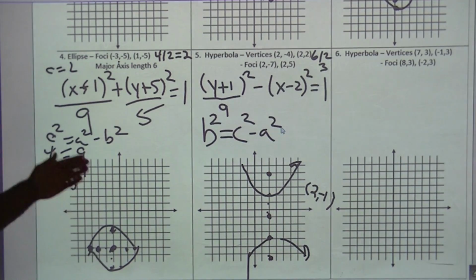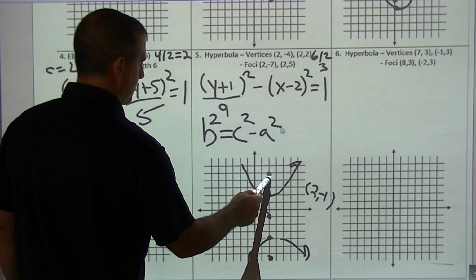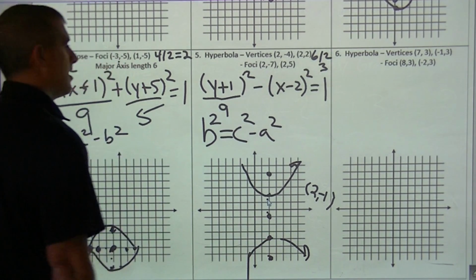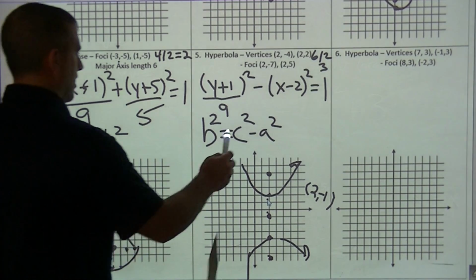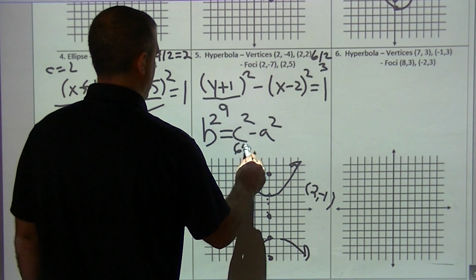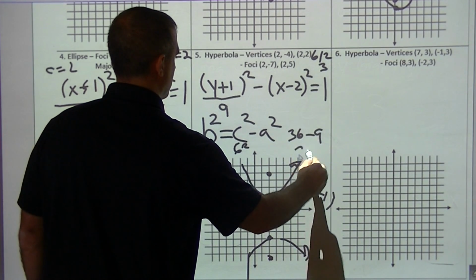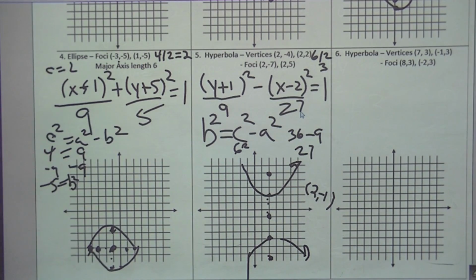Now, I already have my a squared. How do I get my c? Count my focus to the center. 1, 2, 3, 4, 5, 6. It's 6 spaces away from the center. So that's 6 squared. So that's going to be 36 minus 9, which will be 27. And you don't need to worry about graphing the other part. You're already good there.